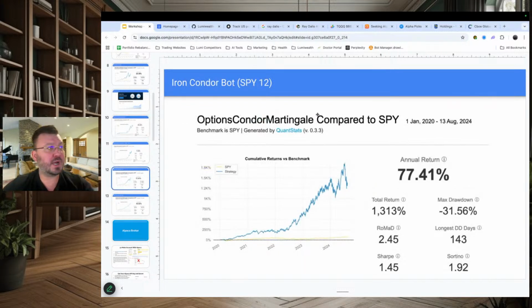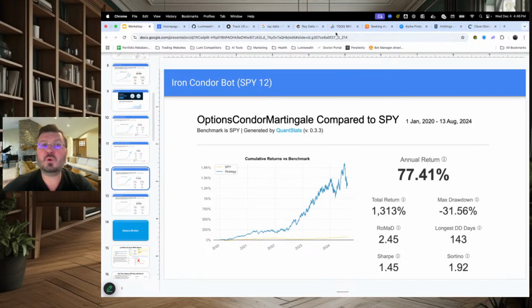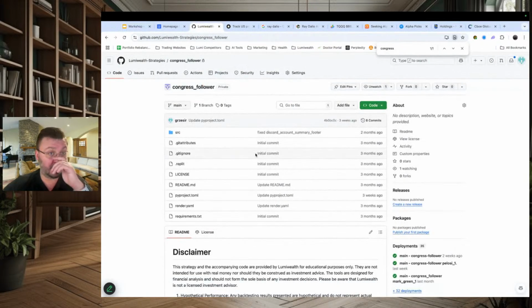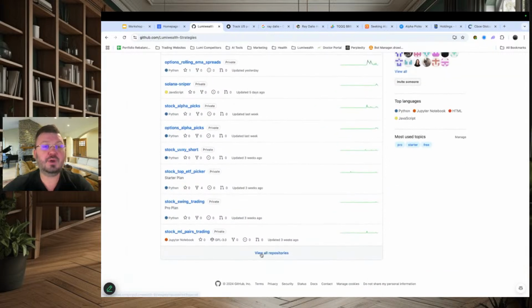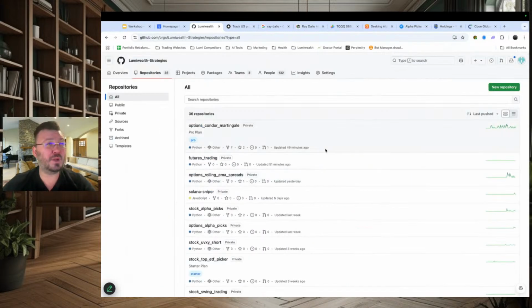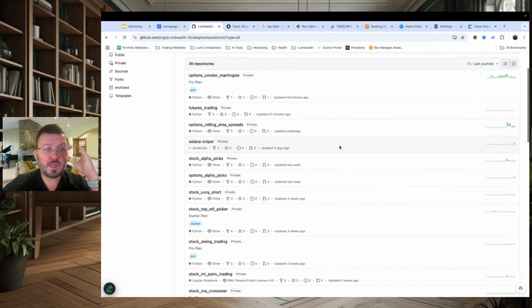If you are a subscriber, and I know a couple of you guys in here are, I do recognize a couple names, then you can find all these bots in here. This is our strategy library where you can basically access all of our different bots. We have quite a few of them. We have 25 or 30 bots in here that you get access to when you're on our pro plan.